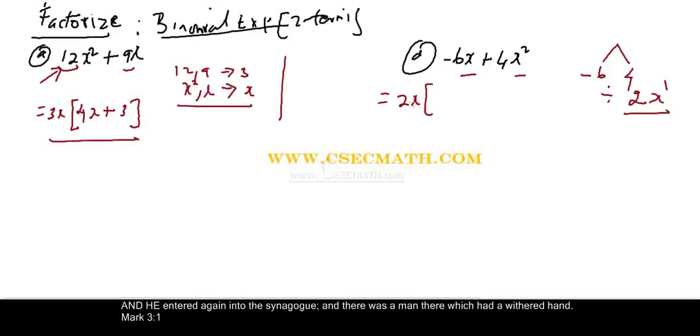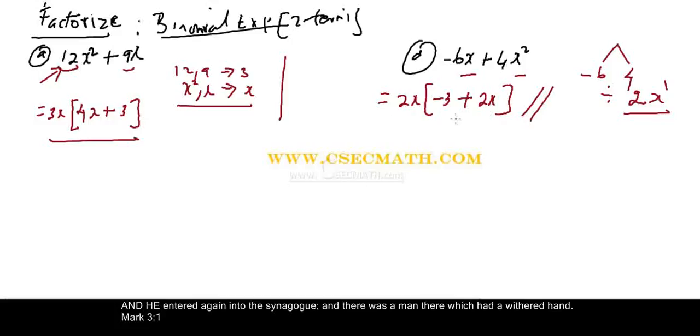I can take 2x out and write negative 6x as negative 3, because negative 3 times 2x would give me negative 6x, followed by positive 2 times x. 2 times x times 2 times x gives me 4x squared. Now this could be taken as a solution.